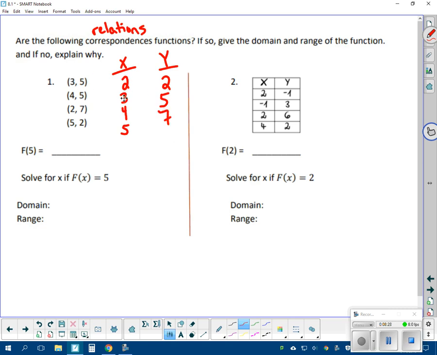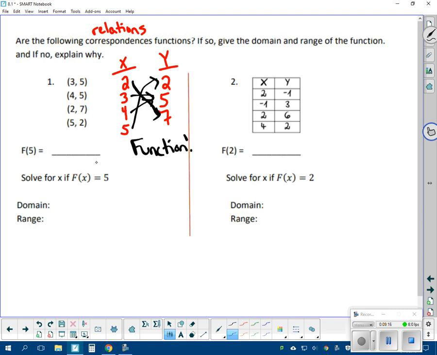Now let's map them. 3 goes to 5. 4 is paired up with 5. 2 is paired with 7. And 5 goes to 2. Okay? Do we have a function? Does each x value have one and only one y value? In other words, does each item at the store only have one price? Think about that. Yeah, that's a function. 2 items both cost $5, or 2 x values each go to 5, but that's okay. More than one item could cost $5. That's totally fine.